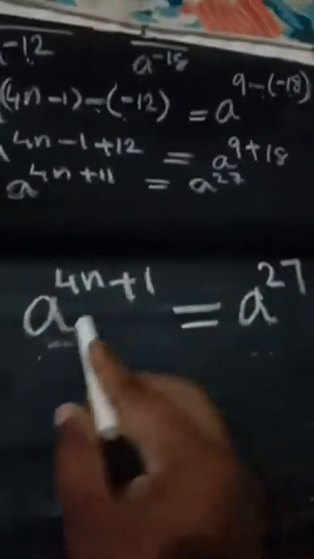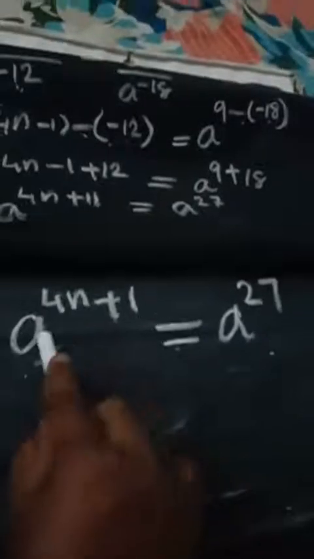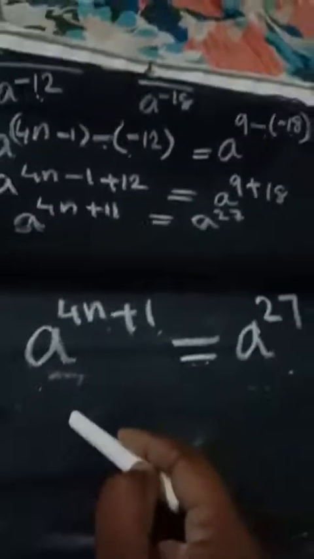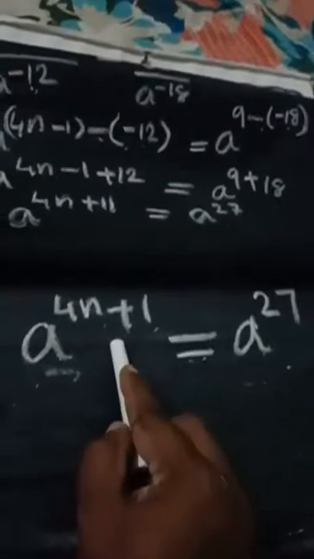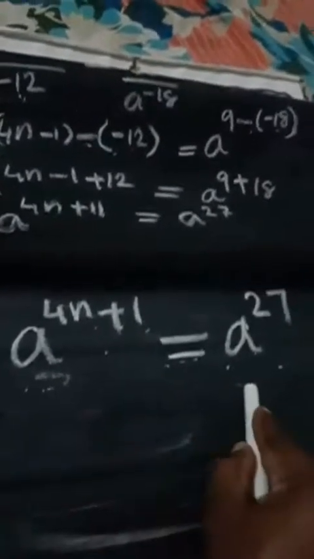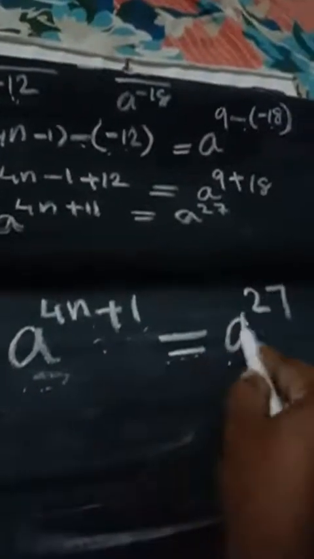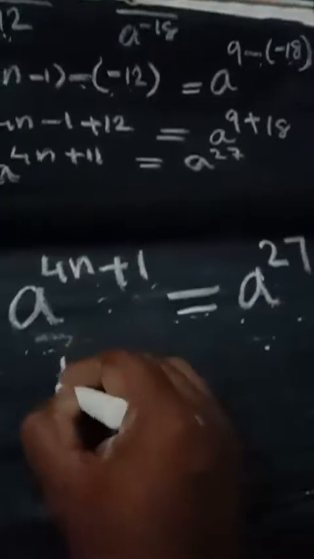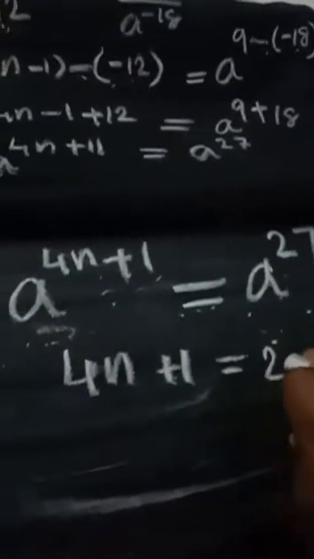This is equal to this one, a is equal to a. So we know that 4n plus 11 equal to 27. A raised to 4n plus 11 is equal to a raised to 27. A is equal to a, so we can compare the powers also. That means 4n plus 11 equal to 27.